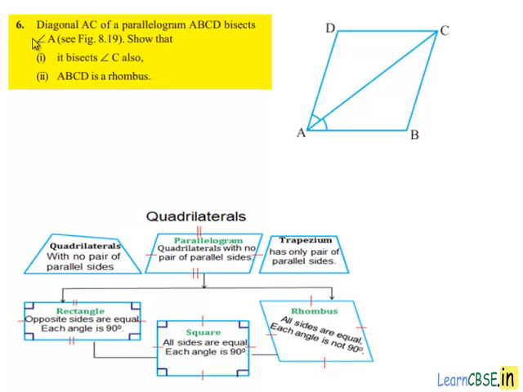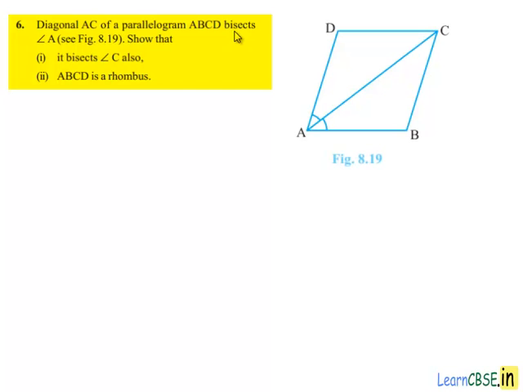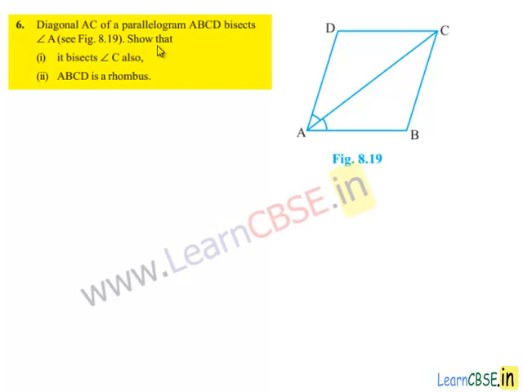Moving on to the sixth problem. Diagonal AC of parallelogram ABCD bisects angle A. Then show that first, it bisects angle C also, and secondly, ABCD is a rhombus. Now moving on to the solution.